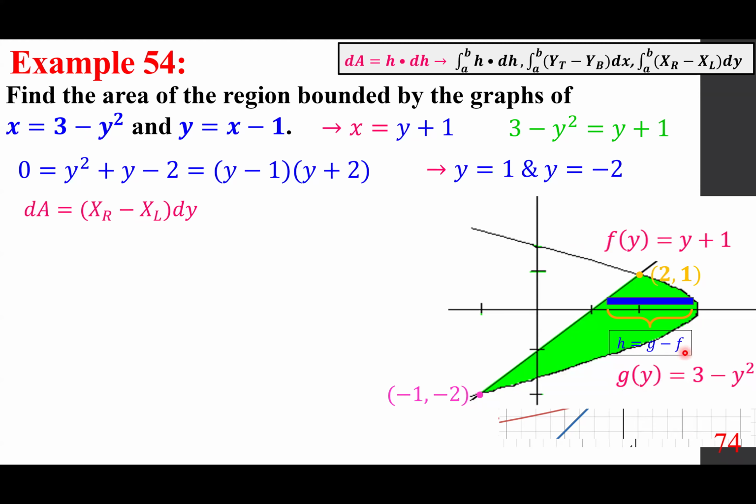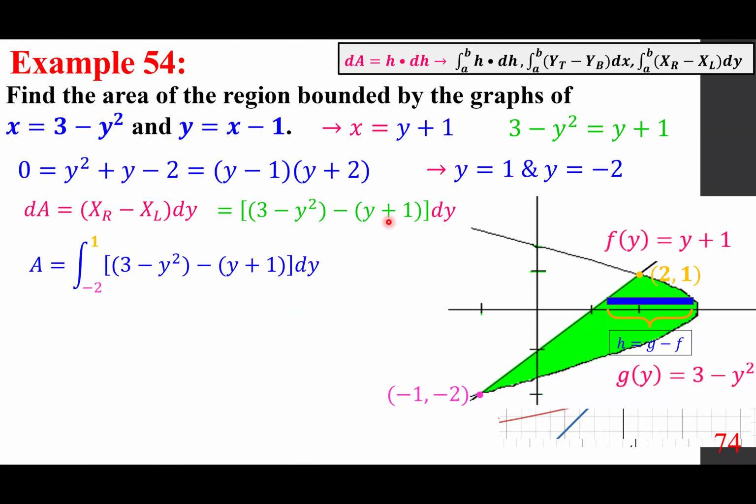So what is g? 3 minus y squared. What is f? y plus 1. What are the limits? The limits of y are from -2 to +1. So the integral of 3 minus y squared minus (y plus 1) dy, and we go from -2 to 1.